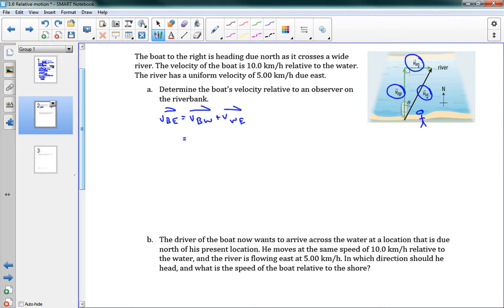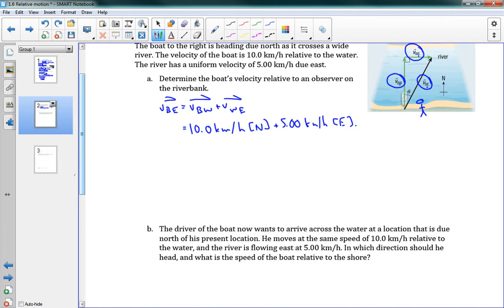We have 10.0 kilometers per hour north plus 5.00 kilometers per hour east. Okay, so if I was to draw that picture, we've got north, east. I want to get the result. So there's going to be some angle, and I know that I'm going to be using Pythagoras. So I can get the magnitude here. This is going to be the square root of 10 squared plus 5 squared. This equals 11.18 kilometers per hour.